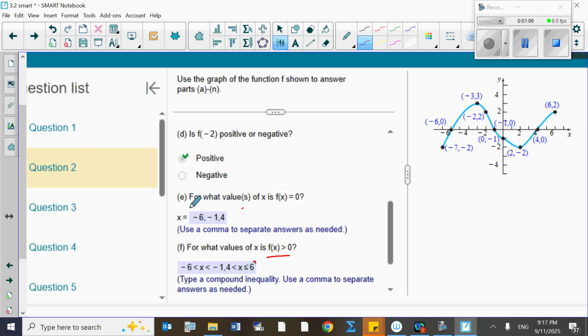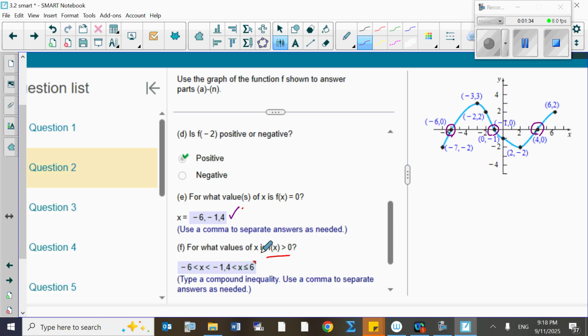Let's look at part E. It's asking us for what values of x is f of x equal to 0. So basically, it's just asking for the points of the function where the y value at those points is equal to 0. Those are this one, and this one. X of this one is -6, this one is -1, and this one is 4. So those are the answers.